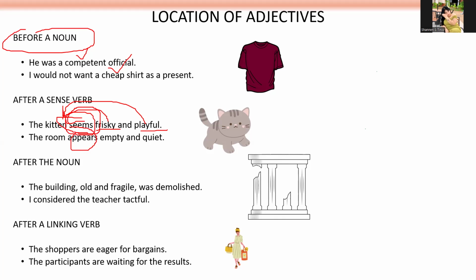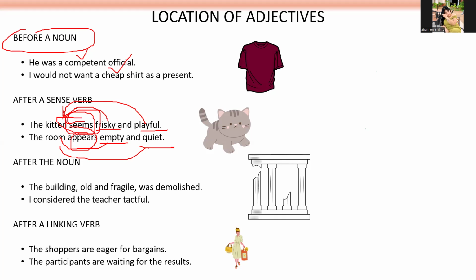Okay? The room appears empty and quiet. What are the adjectives on the second example? Empty and quiet. Those are words that modify the room. Ang sense verb natin ay appears. The room appears empty and quiet.